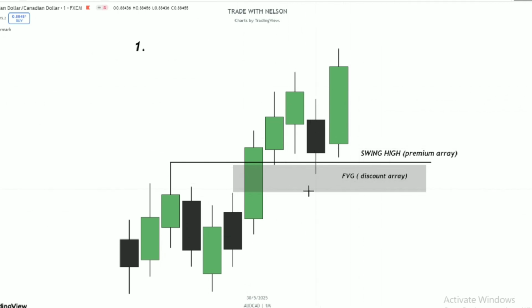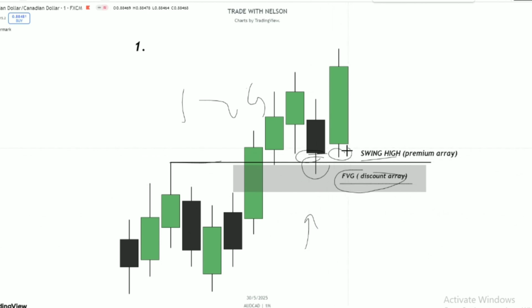But what exactly are we looking for to know that this is a high probability fair value gap? One thing you want to see is the market rejecting from the premium array. At the same time, you want to see it rejecting the discount array, which is confirming to you that the market is likely to continue in that uptrend. You can see this candle that enters into this fair value gap. You can see how it closes above the fair value gap and the premium array. The wick is inside the discount array and also the premium array, but the body is closing above this fair value gap and the swing high.